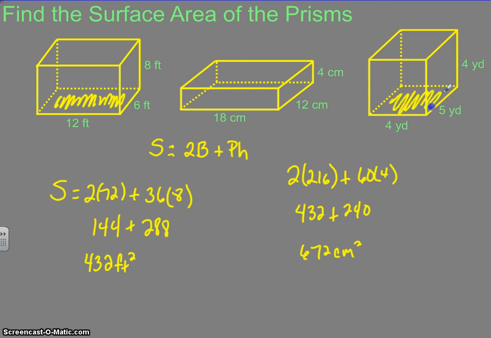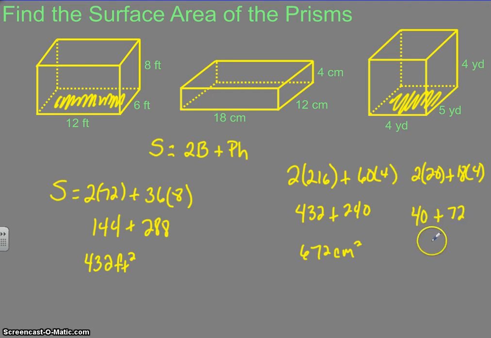This is the base. Okay, so I'm going to find the area of the base because I need capital B. 4 times 5 is 20. Plus, now I need the perimeter of the base. 5 plus 5 is 10, 4 plus 4 is 8, 10 plus 8 is 18. That's the perimeter of this rectangle down here. Multiply it by the height, and we're good. 2 times 20 is 40. Plus 4 times 18, that's going to be 72.